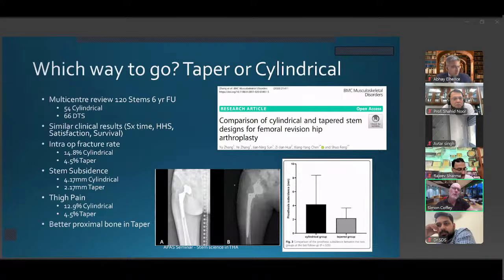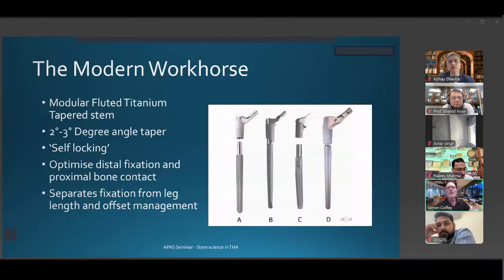And that comes then into our choices if we want to go to modular type stems. And this is really what I believe to be the modern workhorse of revision stems, and that is a modular fluted titanium tapered stem. The taper angle is dependent on the manufacturer, somewhere between 2 and 3 degrees. That seems to be the agreed taper angle, which allows the stem to self-lock as it's impacted, and then as it subsides in a controlled way, maybe 1 millimeter, maybe 2 millimeters, it then self-locks again.